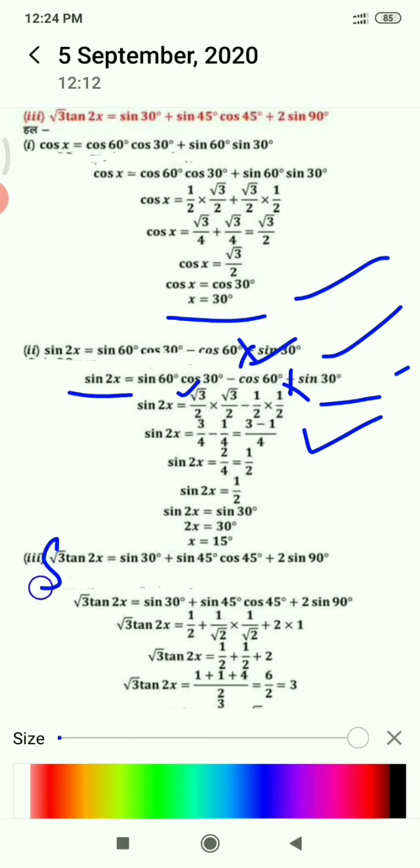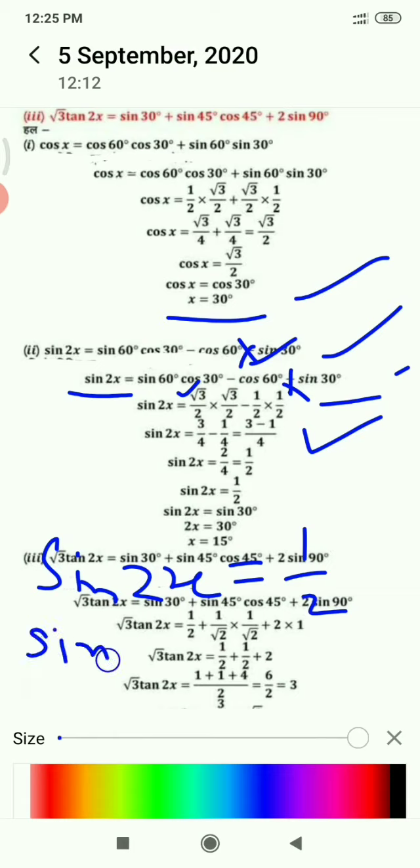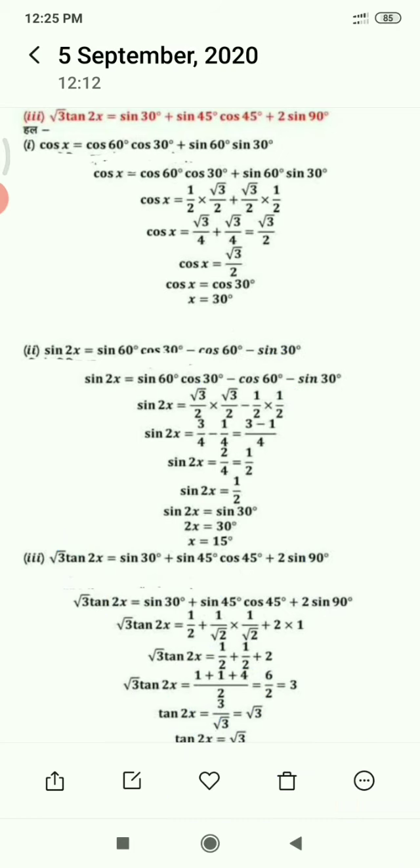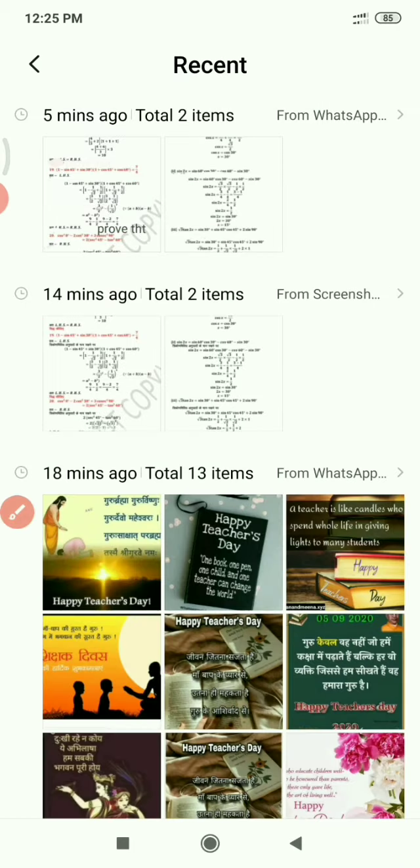We find sin 2x is equal to 1 by 2. This is the value of sin 30. Then removing sin on both sides, 2x is equal to 30. After calculating 30 by 2, that means 15 degrees. After all, the answer is x equal to 15.